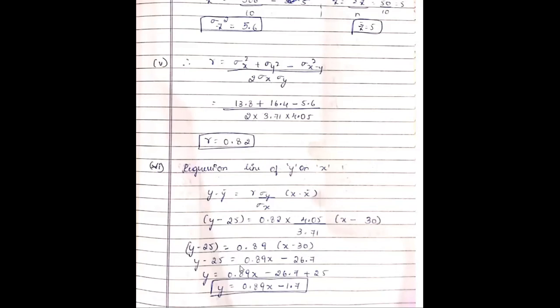So y minus 25 is equal to, I'll just multiply this number 0.89. So 0.89 into x is 0.89x. 0.89 into minus 30 is minus 26.7. So I need a y relation in terms of x. So the extra term here on the left hand side, minus 25, push it to the right side, makes it plus 25. So y will turn out to be 0.89x. Just subtract these two terms, 25 minus 26.7 is minus 1.7. So that's the first regression line, y on x.